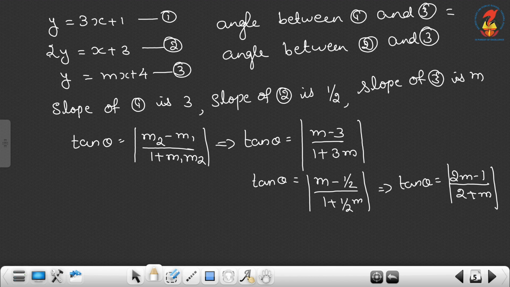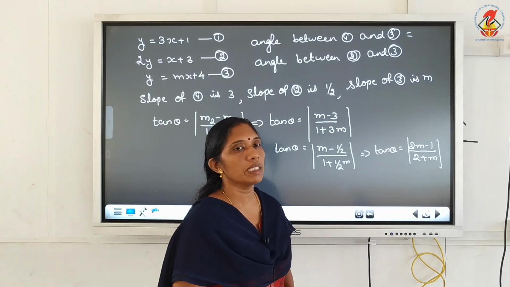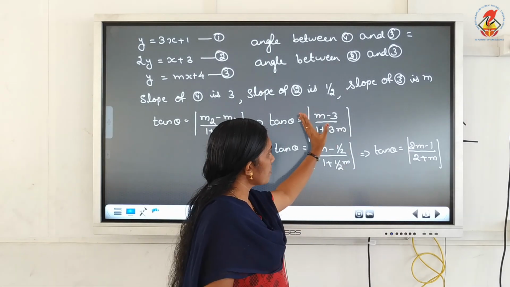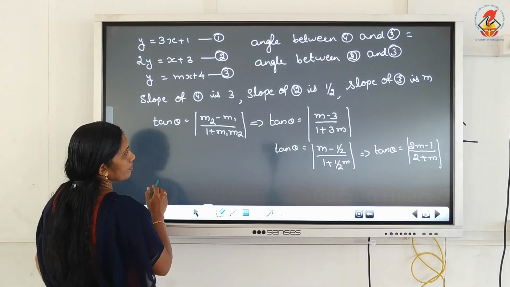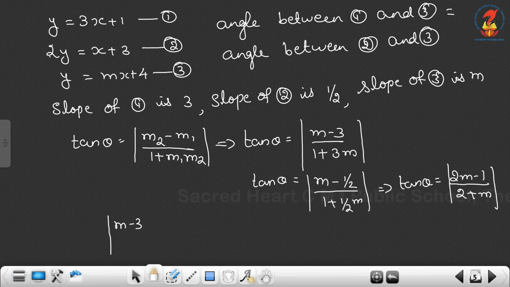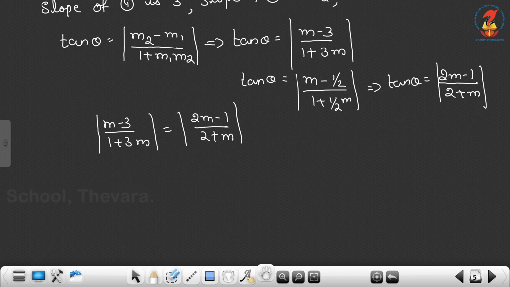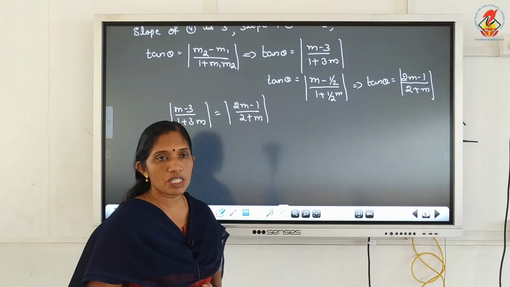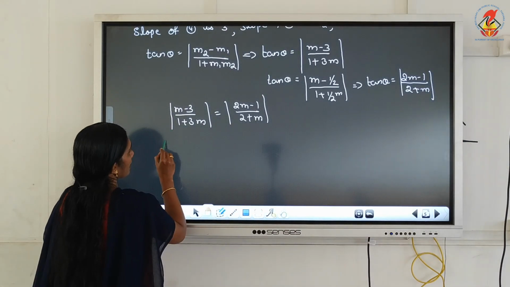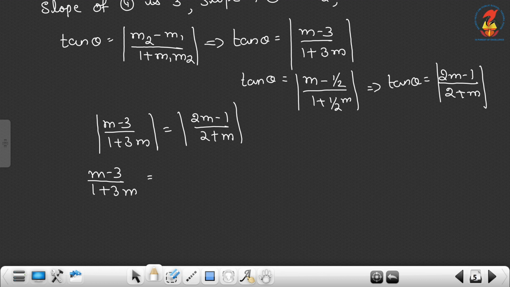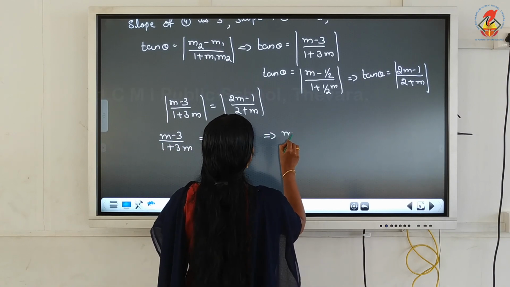Now, it is given in the question that the angle between 1 and 3 and the angle between 2 and 3 are equal, so tan theta is equal, which means the right hand sides are equal. Therefore, what we write: modulus of (m minus 3) by (1 plus 3m) is equal to modulus of (2m minus 1) by (2 plus m). Both sides modulus. We have to write only the expression; if it is in the modulus, we can't solve it. So, when we write the expression without the modulus symbol, you have to put a plus or minus symbol, either on the left side or on the right side. No need to put it on both sides. So, here on the right hand side I am writing the plus or minus symbol. That means plus and minus you have to take separately.